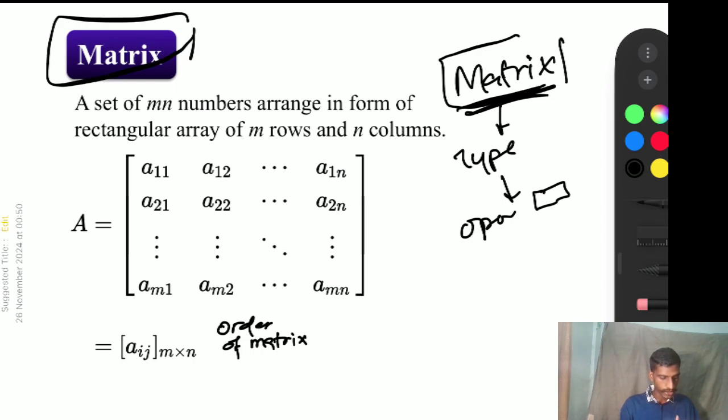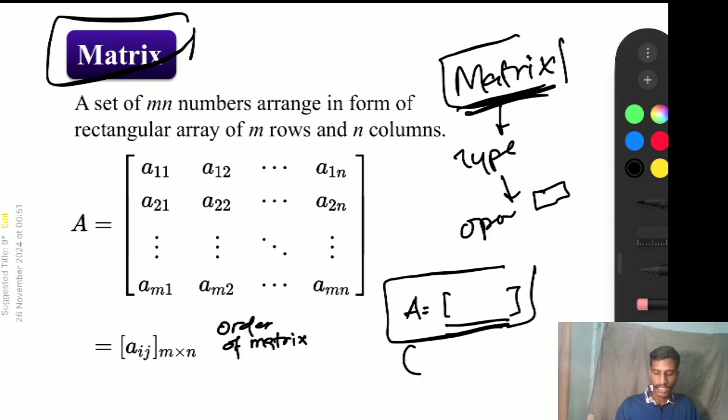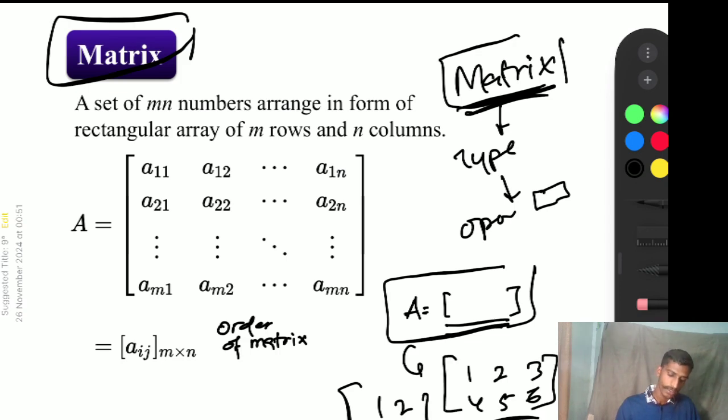A matrix is a collection of objects, or we can also say a collection of numbers. Whatever we put in a rectangular array, we can say that it is a matrix. It can be in any fashion. It can be 1 2 3 4 5 6, or it can be arranged in another way.